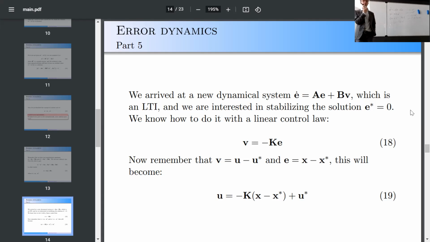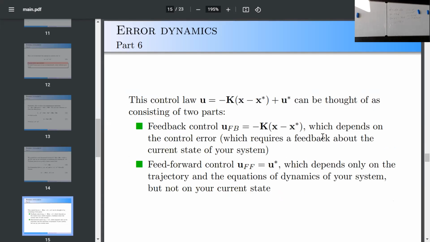So let's move on. We will see exactly what's going on with the generality here. Again, as last time we pointed out, there is a feedback part and a feed-forward part. This we call feed-forward. This we call feedback.